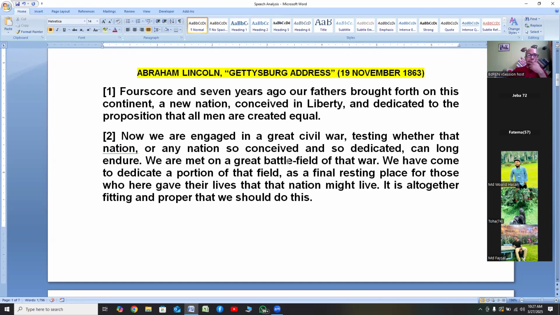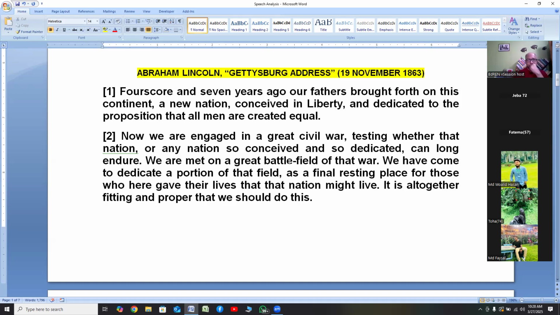Fourscore and seven years ago, our fathers brought forth on this continent a new nation conceived in liberty and dedicated to the proposition that all men are created equal. Now we are engaged in a great civil war, testing whether that nation or any nation so conceived, so dedicated, can long endure. We are met on a great battlefield of that war. We have come to dedicate a portion of that field as a final resting place for those who here gave their lives that that nation might live.